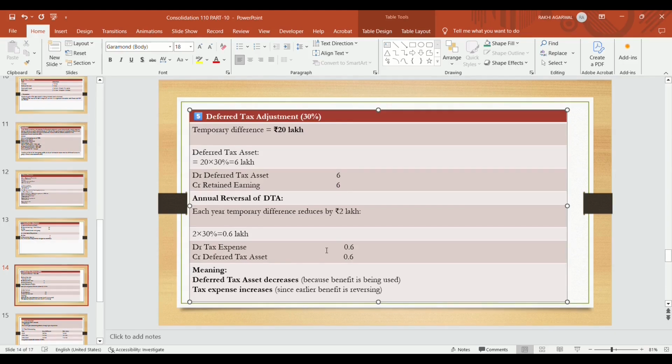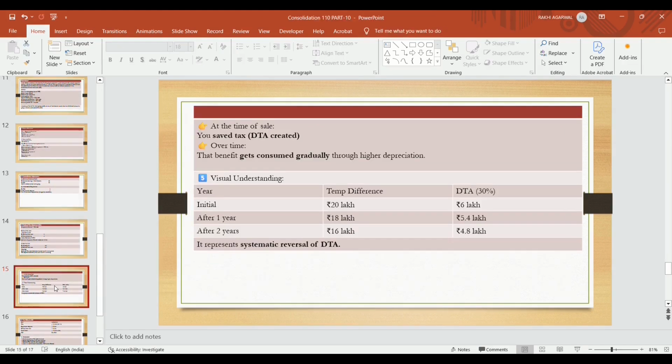Annual reversal of DTA: each year the temporary difference reduces by 2 lakhs. So for the reversal, tax expenses account debit 0.6 lakhs to deferred tax asset 0.6 lakhs. Meaning deferred tax asset decreases because the benefit is being used. Tax expenses increase since the earlier benefit is reversed. At the time of sale you save tax, that is, deferred tax asset is to be created. Over time that benefit gets consumed gradually through higher depreciation.